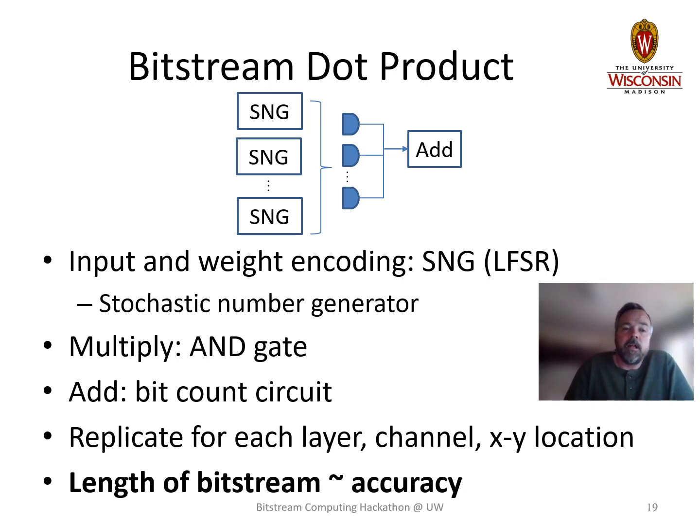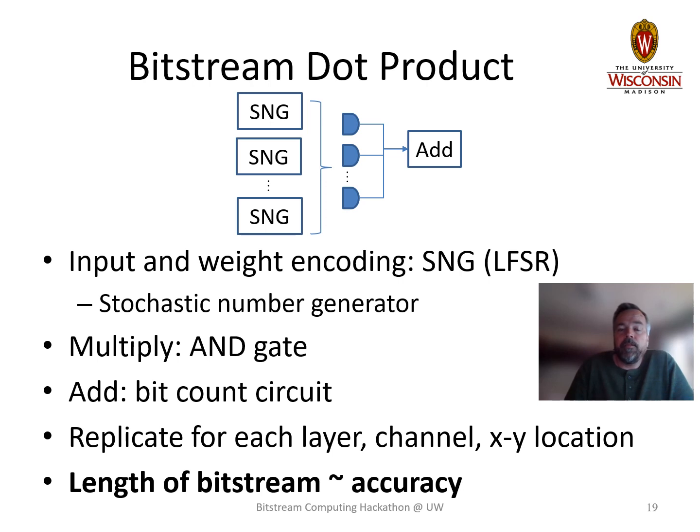Then in the data path itself, you need basically AND gates, one for every synapse or for every multiplication in the numeric baseline implementation. So those are cheap. 2-input AND gates are inexpensive. And then we need a bit count circuit labeled as add here to basically count up the number of ones that arise from all of those 1-bit partial products that are being generated by those AND gates.